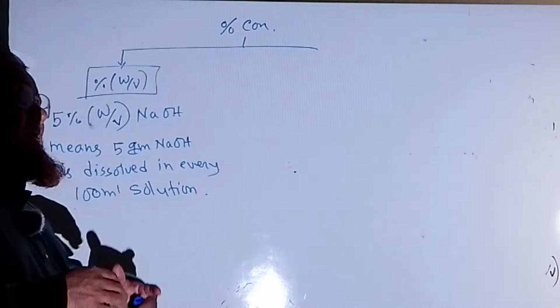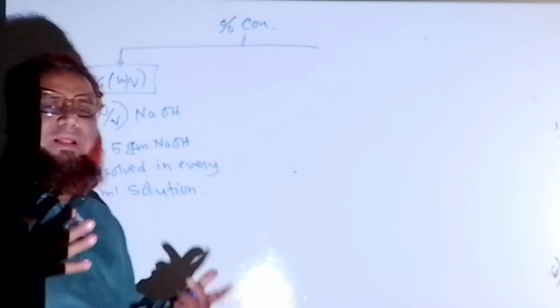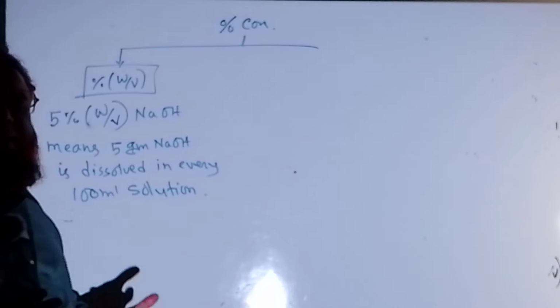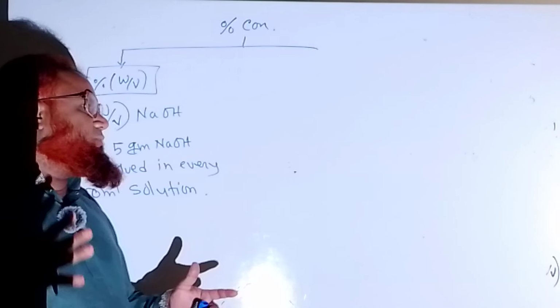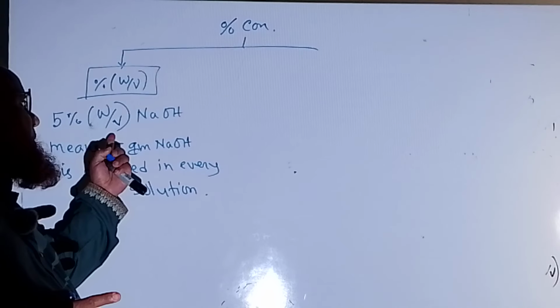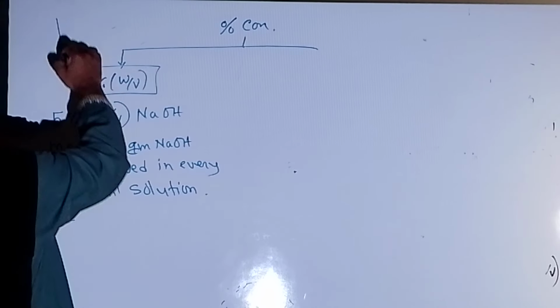It means your solution volume may be 1 liter, 2 liter, 2000 ml, 3000 ml. It is a material. What is the material? 5% W by V is written on your container.